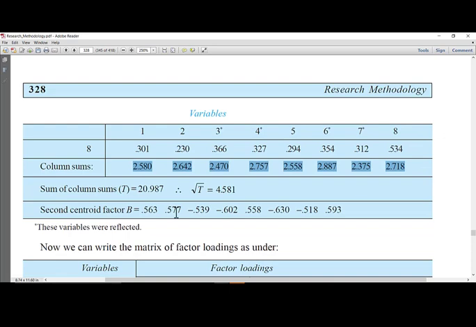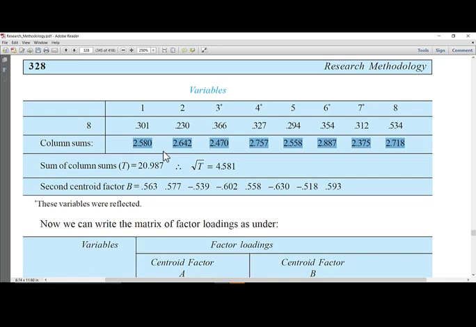So then the second centroid factor, how we have written, is 2.580 divided by 4.581. And if you do that exercise, then you will get 0.563. That means this 0.563 is obtained from this 2.580 divided by this 4.581. This 0.577 is obtained from this 2.642 divided by 4.581. That way it is done, and finally 2.718 divided by 4.581, that is 0.593.